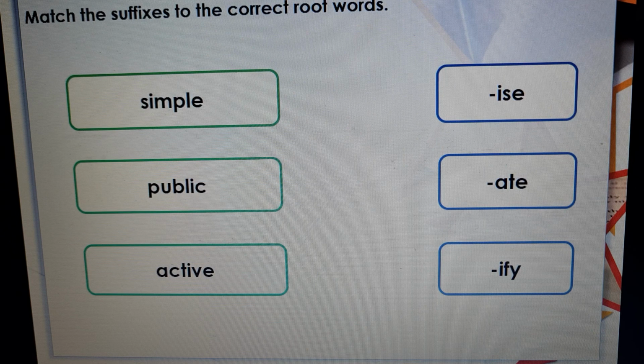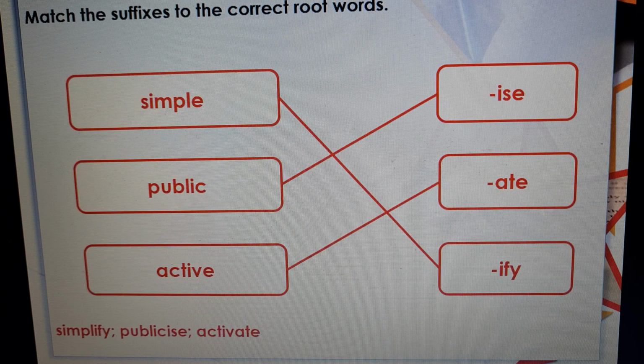Okay, and if you have matched those correctly, this is what you should have. It is simplify. When we make something easier, we simplify it. If we make something public, we publicize it. And if we want to make something active, switch it on, we activate it.